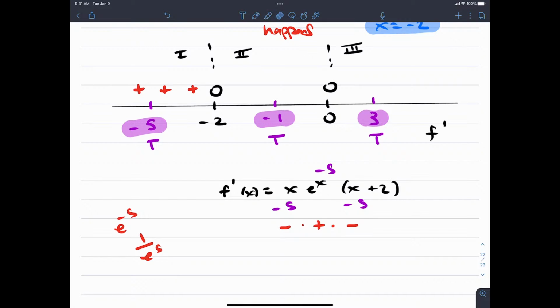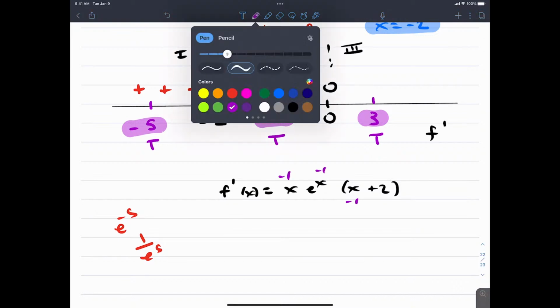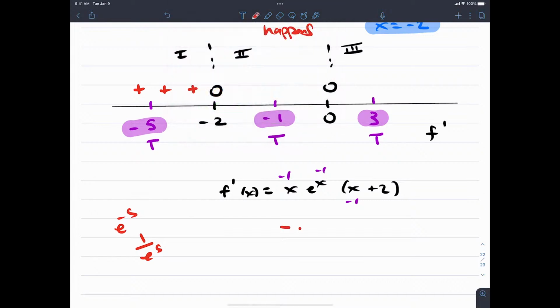Okay, let's try this other one. -1 now. So what is that? Well, a negative times a positive again, because this is 1 over e, right? What's -1 plus 2? That's positive. So what's a negative times a positive times a positive? Region 2 is negative.